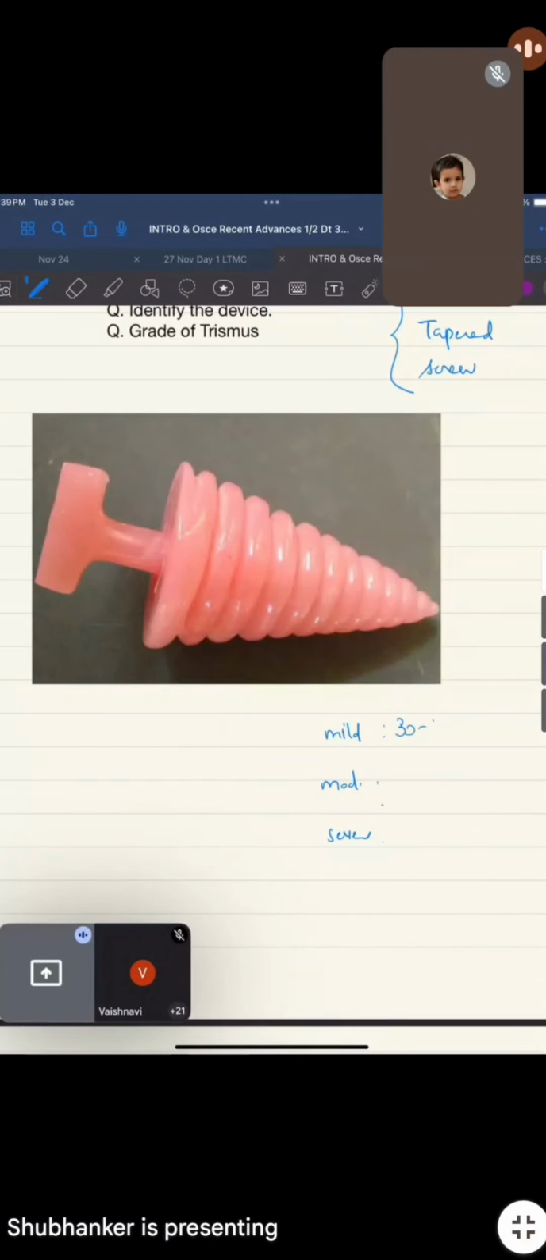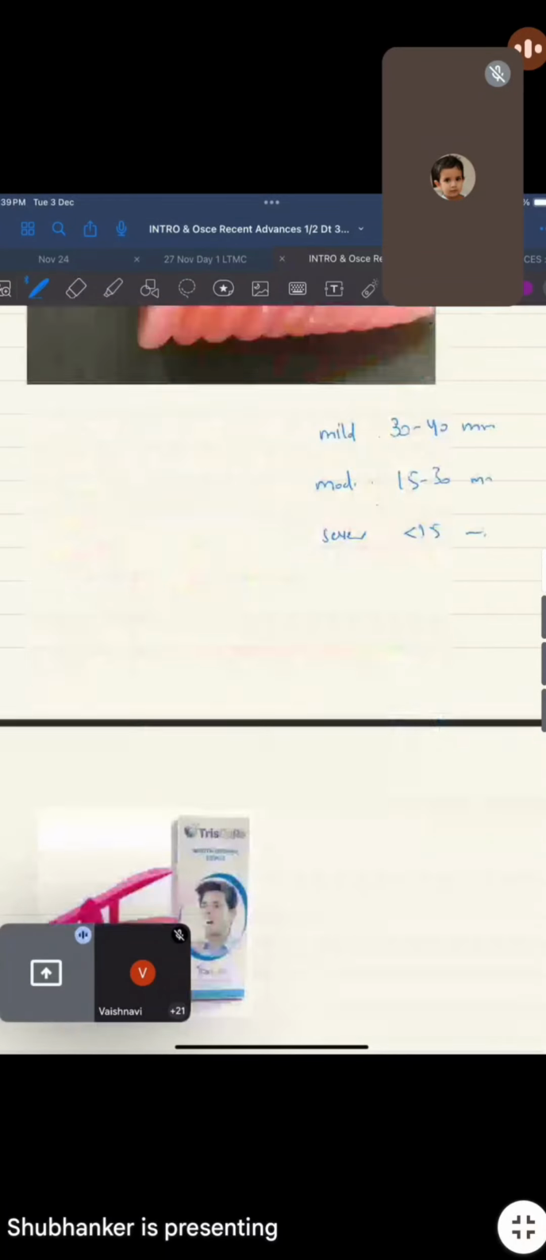If the inter-incisor distance is 30 to 40 mm, it is mild; 15 to 30 mm, moderate; or less than 15 mm, it is severe. People have also stipulated it as finger distance. If there are 3 fingers, that is mild, 2 fingers, that is moderate, 1 finger, it is severe. So you can answer anything. Just remember the image once.